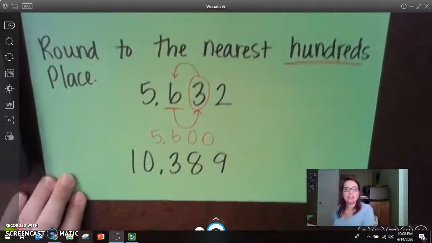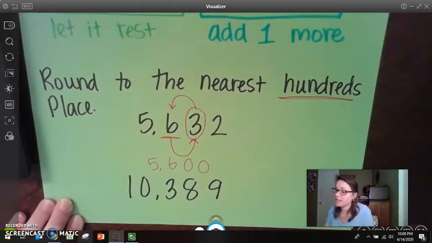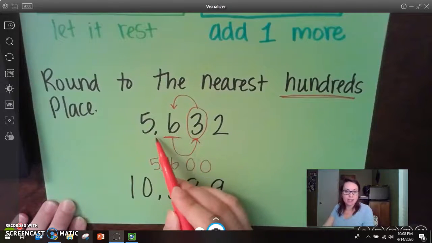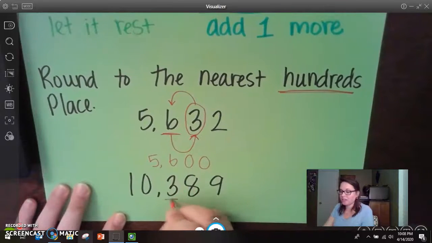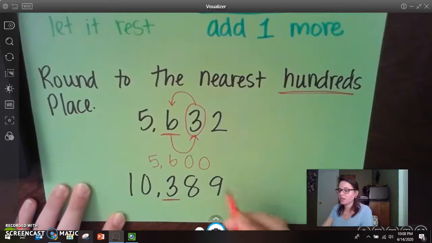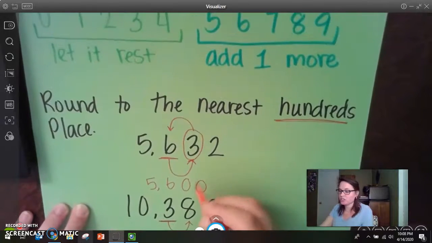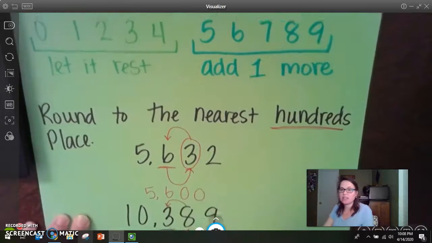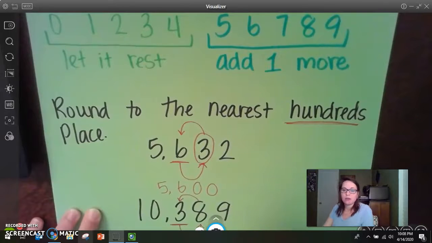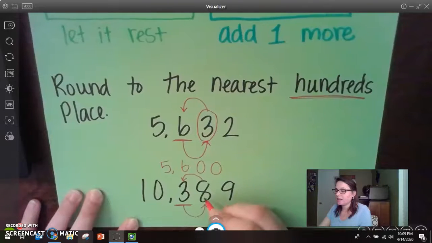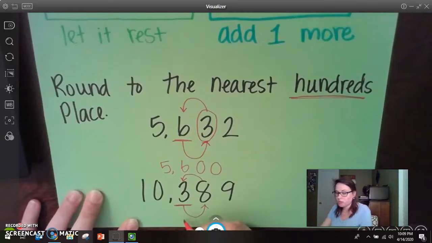Okay, and let's take a look at this next one that we're rounding to the hundreds. So I know my hundreds is right next to this comma. So I don't even need to use my cheat sheet this time. I'm going to take a look next door. Next door is an 8. So that's telling me that this 3 is going to do what? Round up or round down? Well, this 8 is telling me to round it up, add one more. So that means that 3 plus 1 is 4.